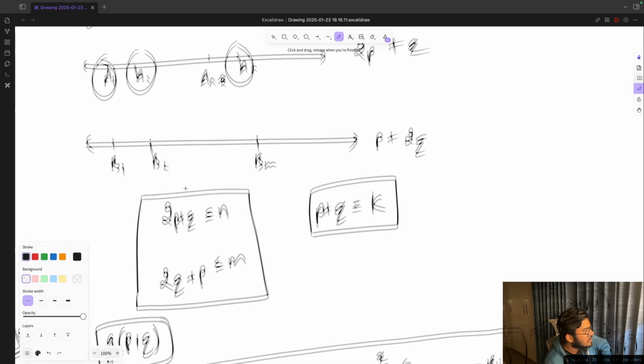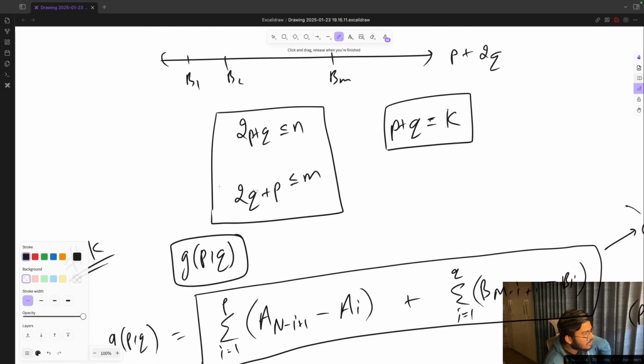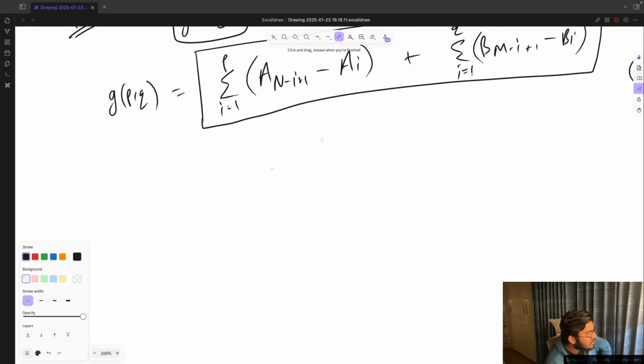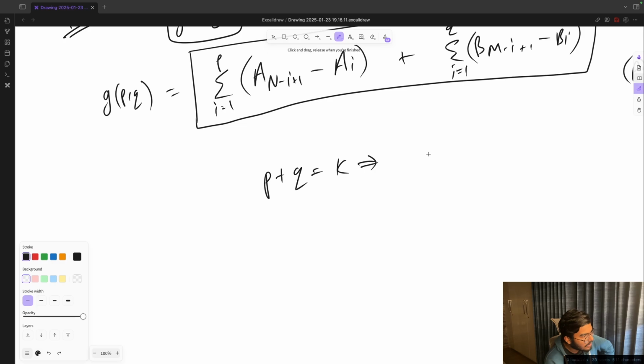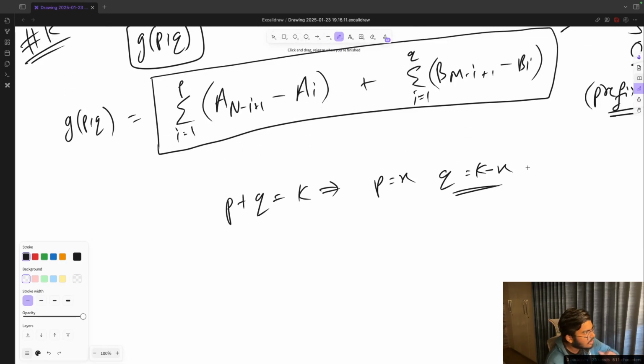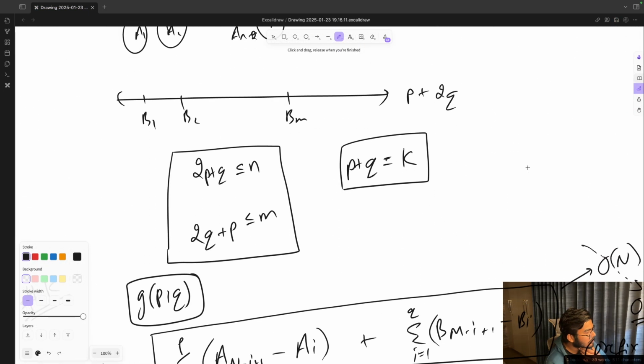Now since we have this, what else can we do? Let's try to do some algebra on these points and try to find the range. So since p plus q equals k, maybe we can replace q: let's say p equals x and q equals k minus x. When we have p equals x and q equals k minus x, you can try putting it in these equations and reduce this from two variables to one variable equations.